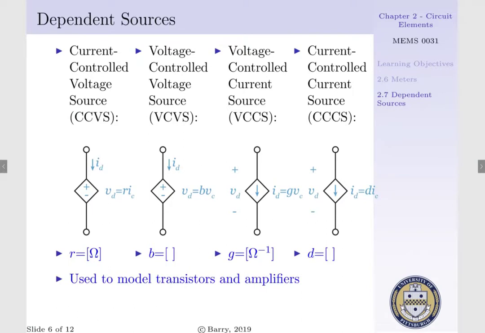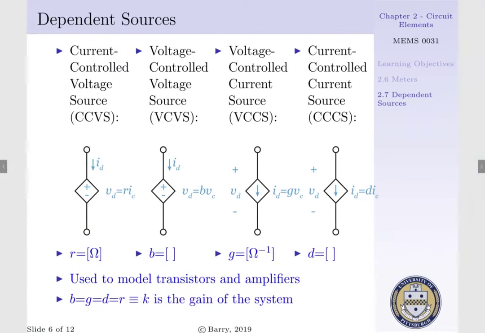Now, these sources are quite helpful, for they're used to model transistors and amplifiers. In particular, when we talk about operational amplifiers, we will re-express our amplifier as a dependent source. That is, the output is going to be dependent upon some other characteristic of our circuit. Lastly, it should be noted that our gains, R, B, G, and D, often are referred to as K, the gain of the system, where R, B, G, and D are not unique variables, rather just a placeholder to indicate that that variable represents gain.